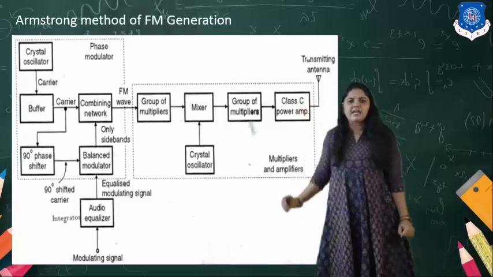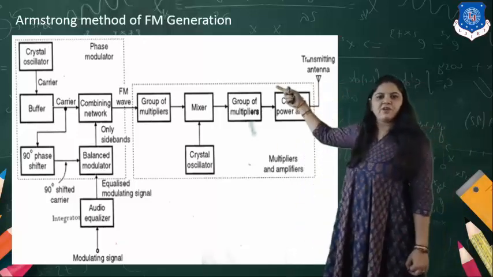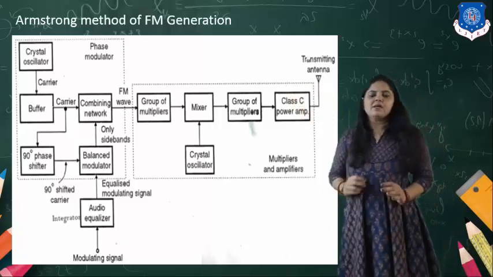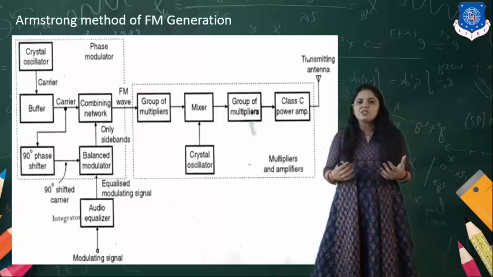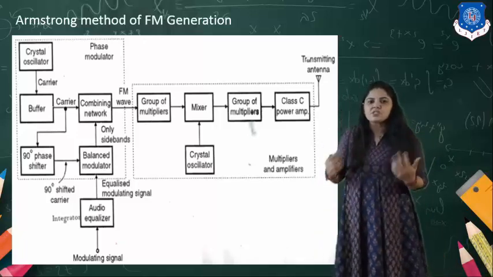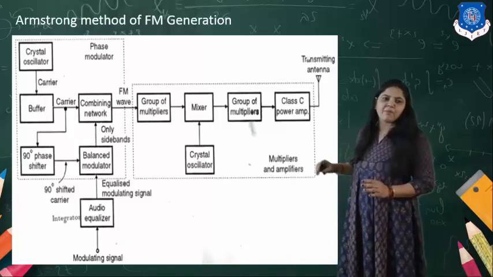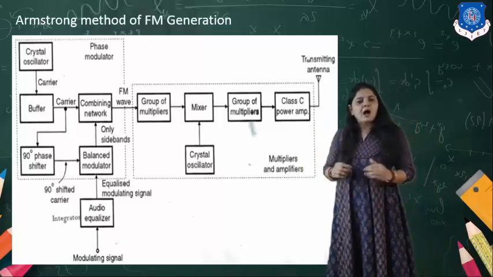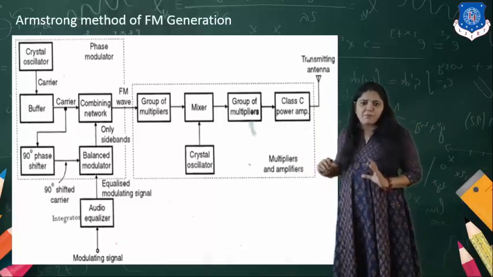Okay, so now we will first of all discuss the phase modulator. Here you can see that we use the crystal oscillator. The crystal oscillator will generate the constant frequency. So a constant unmodulated carrier will be generated by the crystal. The output of the crystal oscillator is given to the buffer.